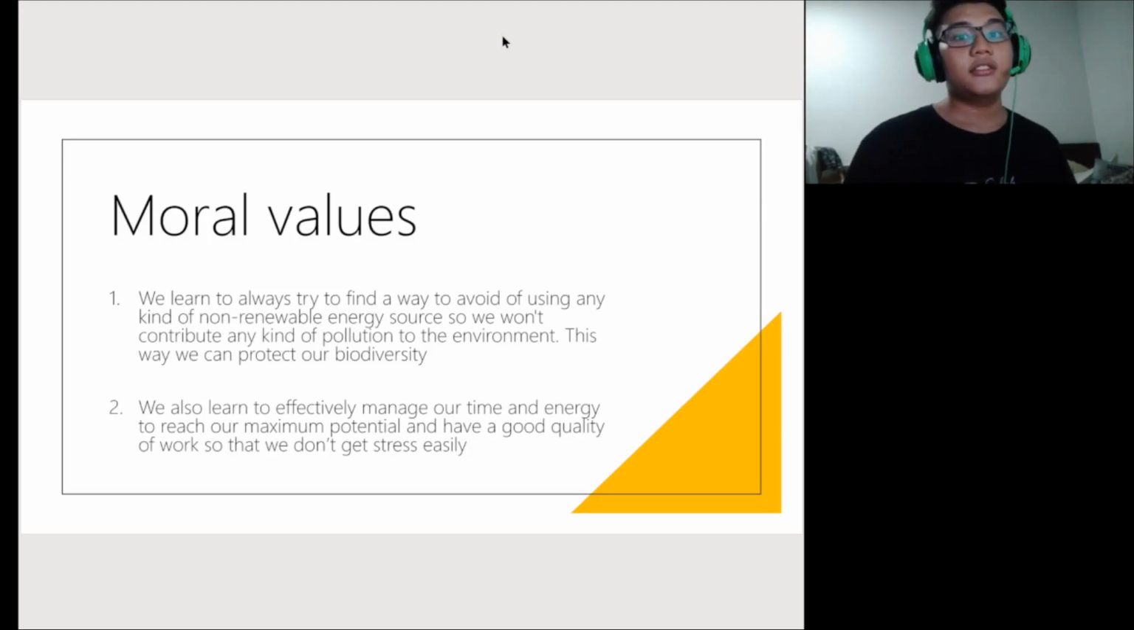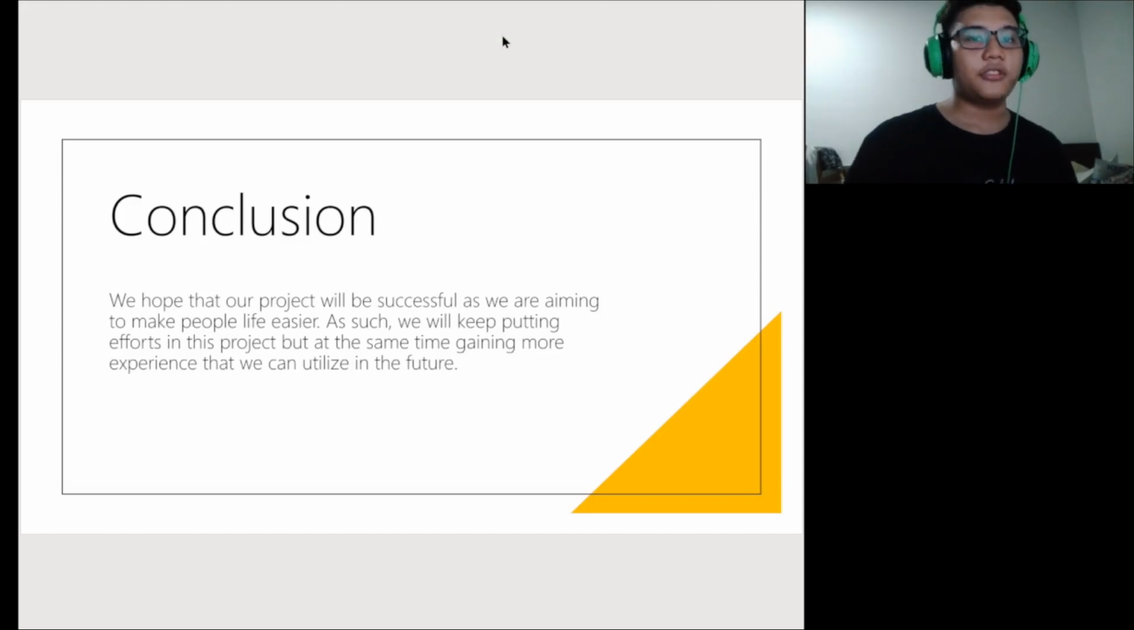Secondly, we also learn to effectively manage our time and maintain good quality of work to reach our maximum potential, and also not get stressed too easily. And to conclude this little slide of ours, we hope that our project will be successful as we are aiming to make people's lives easier. As such, we will keep putting more effort into this project, while gaining more experience that we can utilize in the future.